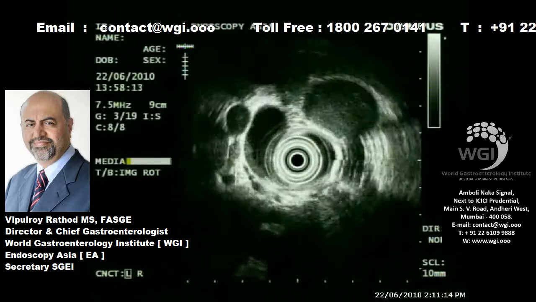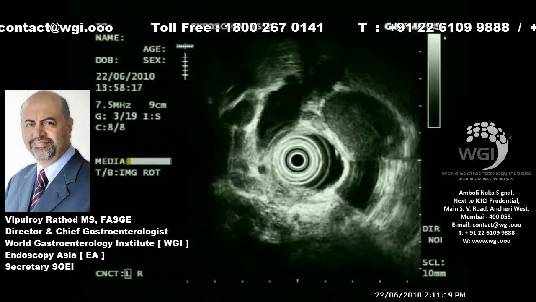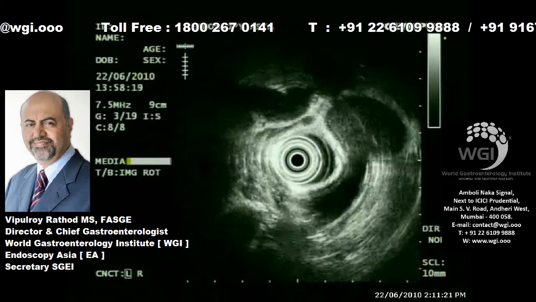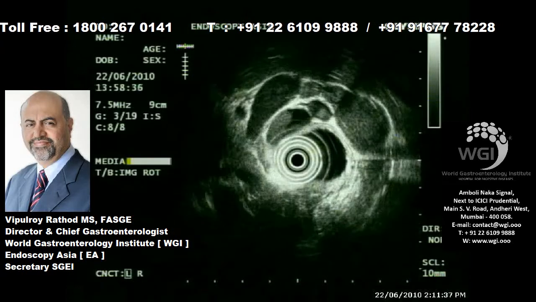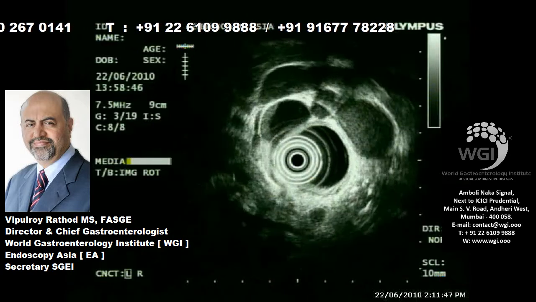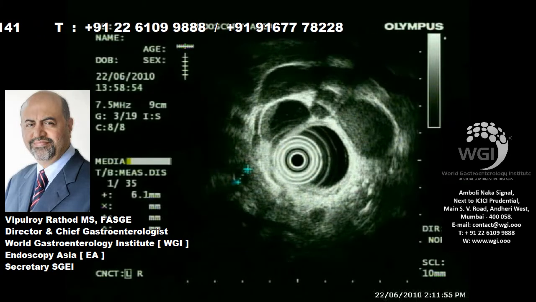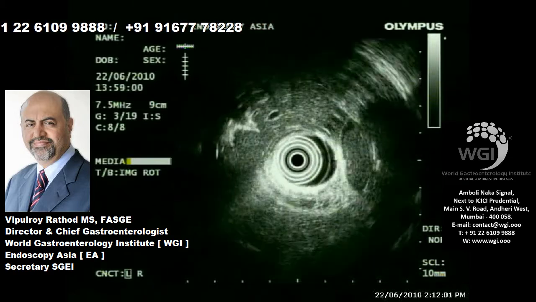So you can see up to the common hepatic duct bifurcation. When you withdraw the scope, you can see almost up to the CHD there. Now the CHD is coming in the view. We'll gently withdraw the scope, evaluate the mass properly, and you can see the pancreatic duct dilated, 6.2 millimeter.